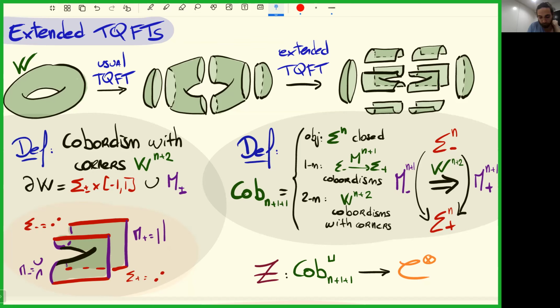So the picture you want to have in mind is: before, my two boundaries, M minus and M plus, were closed. Now they are not closed anymore. They may have boundary, and this is the red part. W preserves this boundary very well, and this boundary is just unaffected throughout W. So think of this as a way of transforming a manifold with boundary M minus into another manifold with boundary M plus, that doesn't affect the boundary.